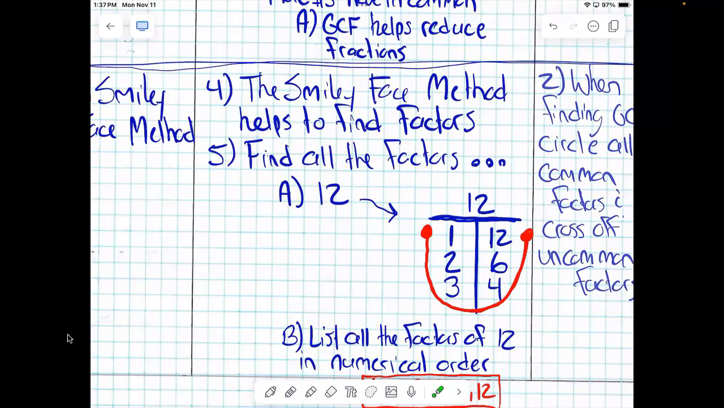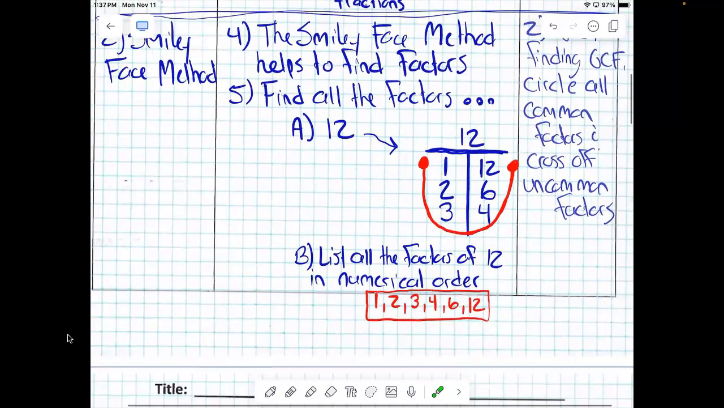Then we check 3. Does 3 work? Yes, with the buddy 4. 3 times 4 is 12. So the next number we would try is 4, but we already have it listed, so we know we're done now, right? So if I asked you to list all of the factors of 12 in numerical order, you would start with 1 and end with 12 and draw a smiley face, yes?